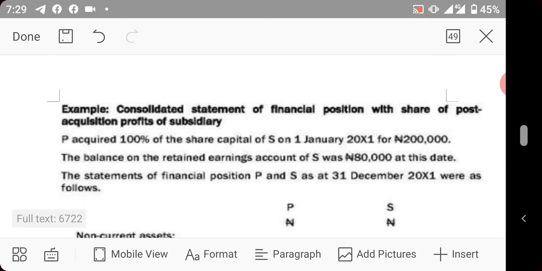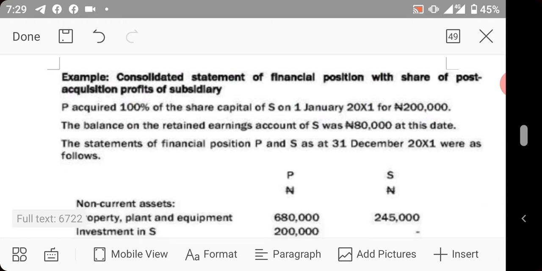P acquired 100% of the share capital of S on 1st January 20X1 for 200,000. The balance on the retained earnings account of S was 80,000. So this is a pre-acquisition retained earning. Now remember, I did tell you they will always give you pre-acquisition retained earning. So as at January that P acquired S, the retained earning in the books of account was 80,000 naira at this date.